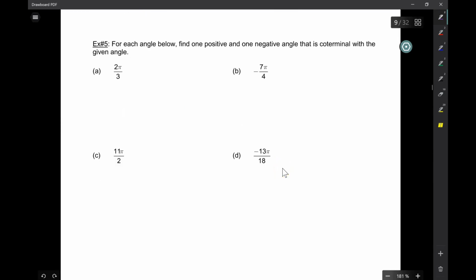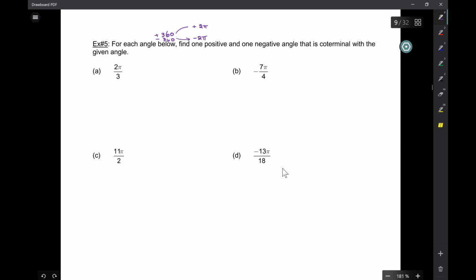Okay, now we did coterminal angles, but with degrees. Now let's do coterminal angles in radians. So to do coterminal angles, what we had to do is either add 360 or subtract 360, right? Well, in radians, I'm going to add 2 pi or subtract 2 pi.